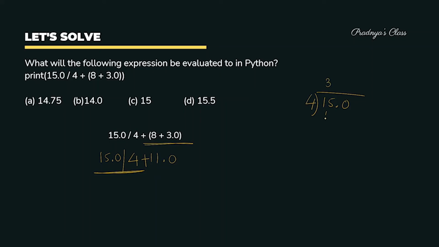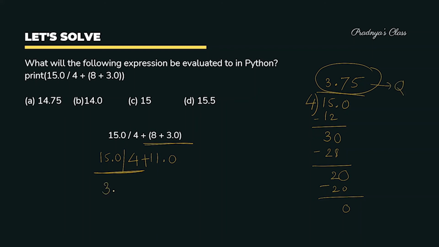4 3s are 12. The remainder is 3. After that there is a decimal point and we have 0. 4 7s are 28. Remainder is 2. We will continue this division. We will add 0. So 4 5s are 20. Now we got the remainder 0. In this way we got the quotient 3.75, which is the answer of this term.